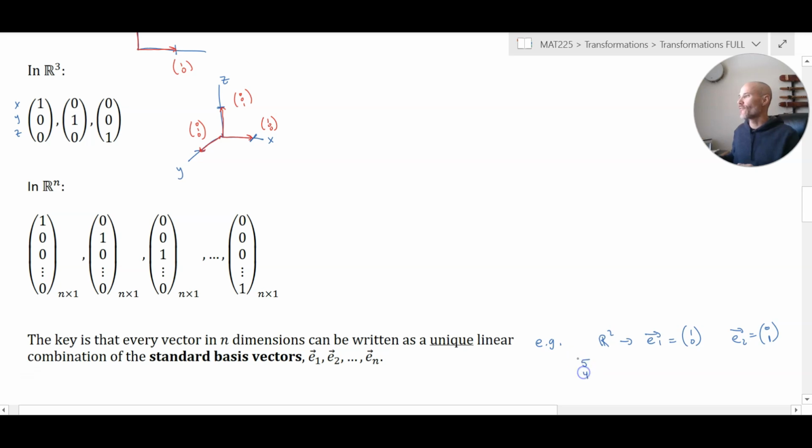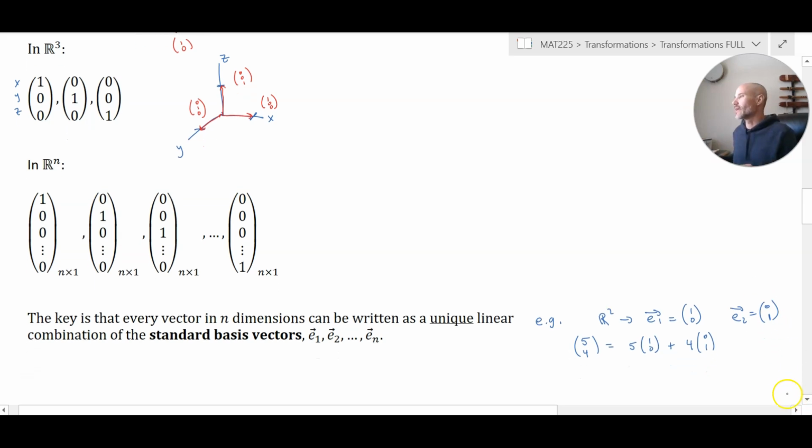For example, 5, 4: to get the x component to become 5, you'd have to scale the 1, 0 vector by 5. That would not change the y component, because the y component is 0, and you can scale 0 by anything you want and not change it. And then plus 4 times 0, 1. So it's pretty trivial, actually, to write these vectors as a linear combination.